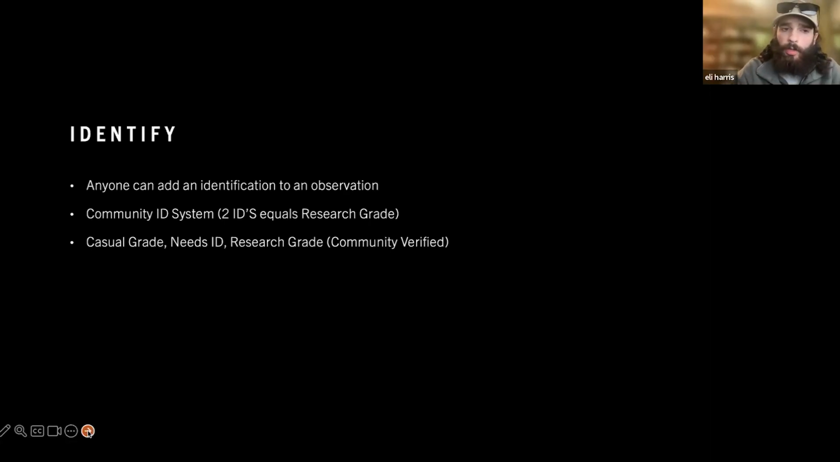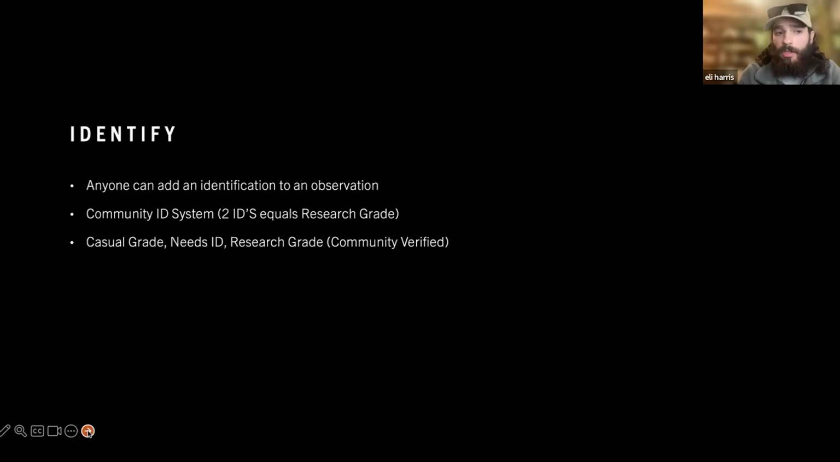Now, once you upload your photos to iNaturalist, anyone can add an identification to an observation. So you don't have to have a degree, you don't have to have any kind of formal biology training. But iNaturalist just asks people to ID to what they are comfortable IDing at. iNaturalist uses a community ID system, which means that two IDs in agreement makes the observation research grade.